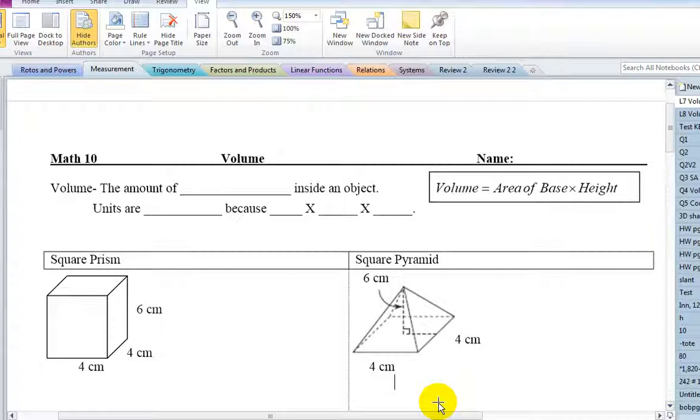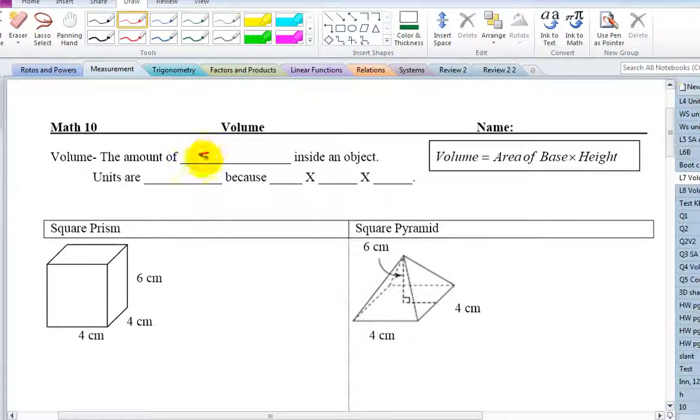I'm collecting yesterday's homework. Sorry, Friday's homework I'm collecting tomorrow. It was 4 questions.